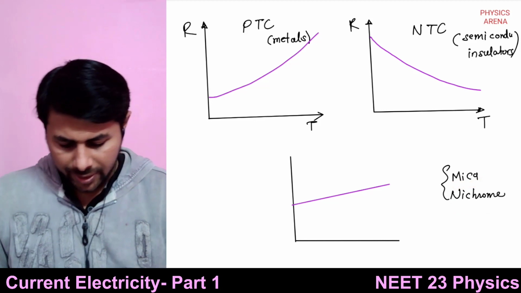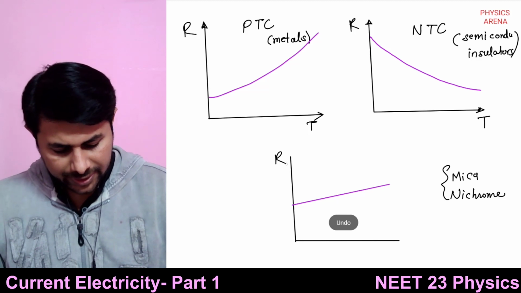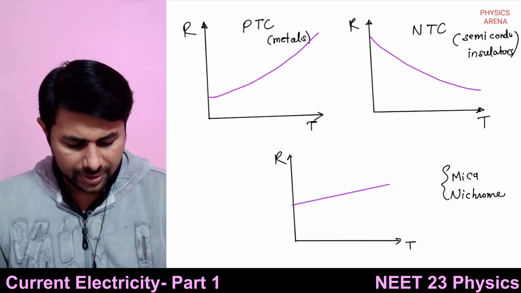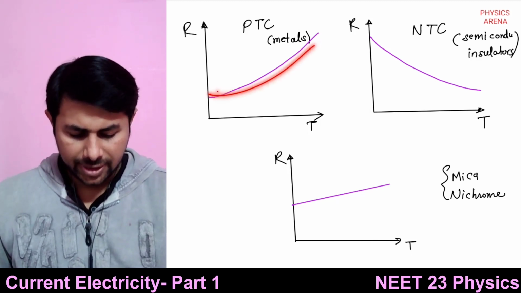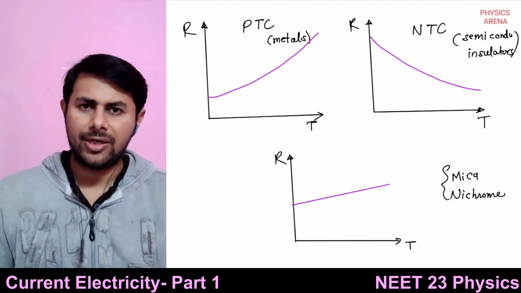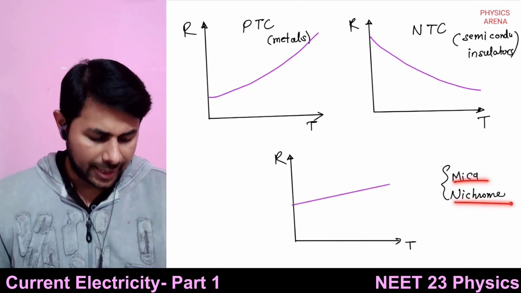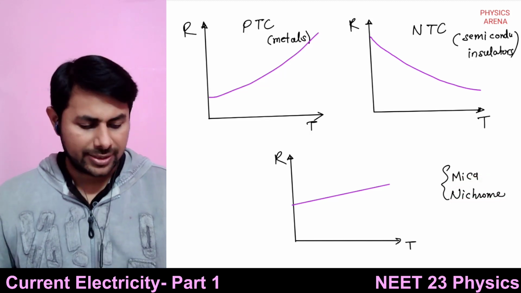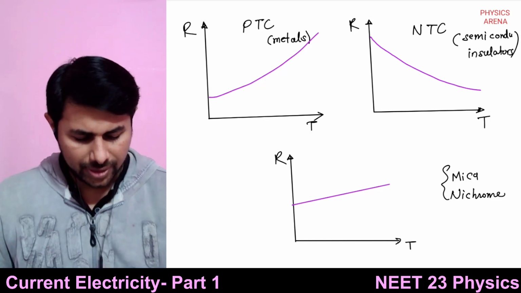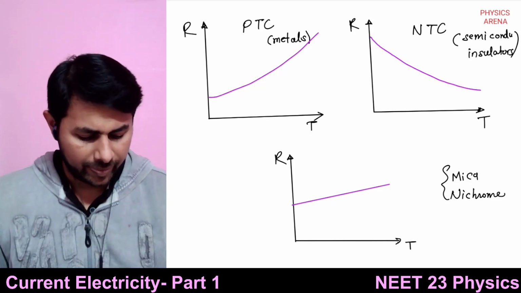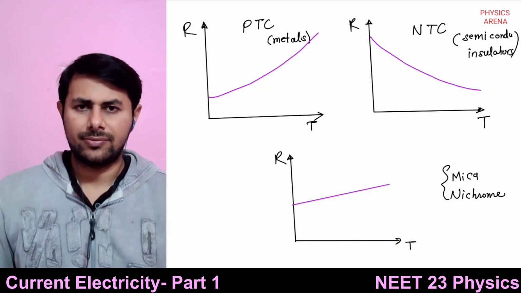mica, nichrome, the resistance doesn't change much with respect to increment in temperature. Okay, so it is like this for metals, like this for semiconductors and insulators, and for some materials, mica, nichrome, up to some extent we can say carbon also. Carbon also, it's not that steep. So resistance versus temperature graph is like this.